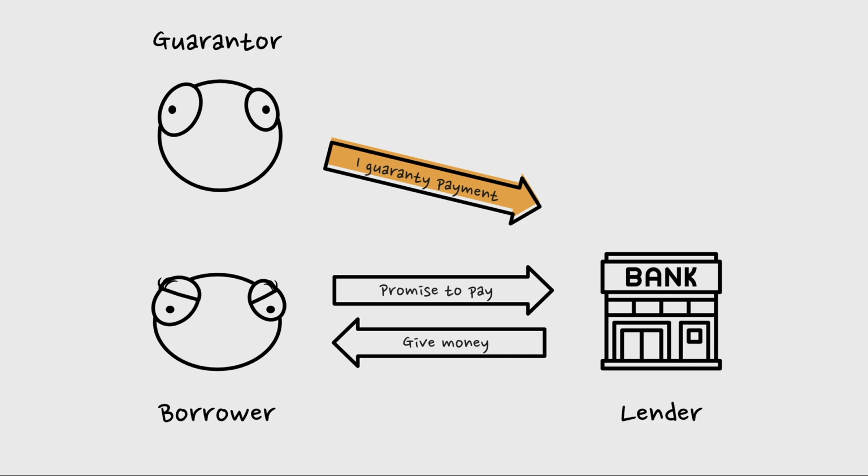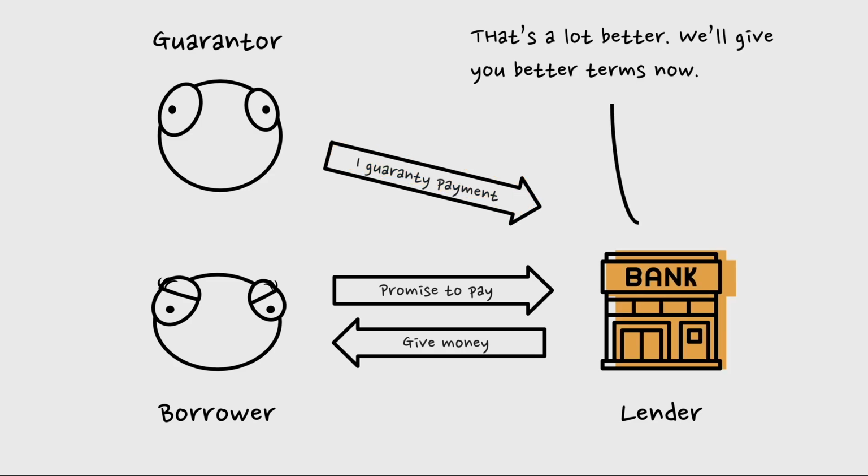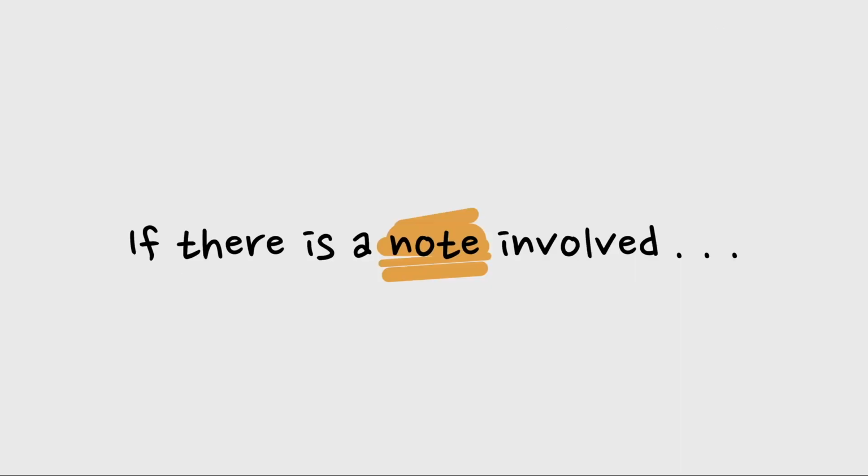That means that suddenly the value of this promise goes up because there's somebody, ideally somebody with better credit or who's less of a risk, coming in to guarantee payment of that loan on behalf of Barb, the borrower. And so the bank says, "That's a lot better. We'll give you better terms now." So that's the situation we have, right? That's the effect of the guarantor coming in here.